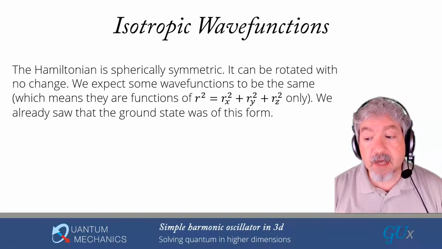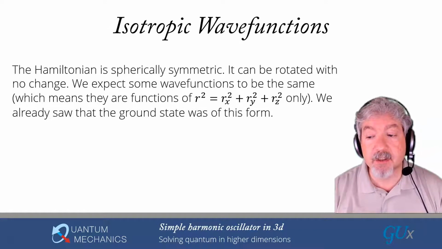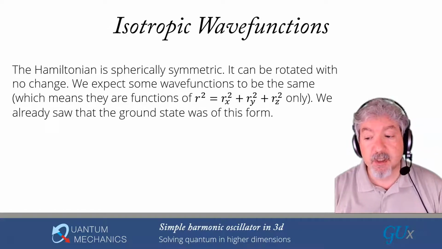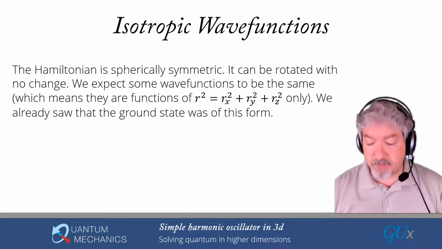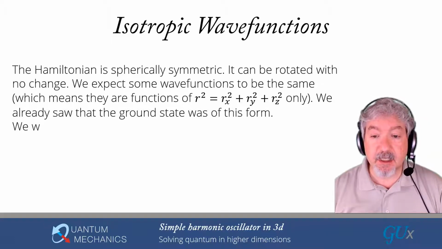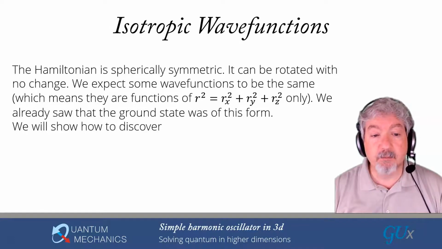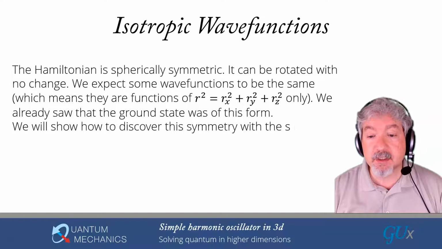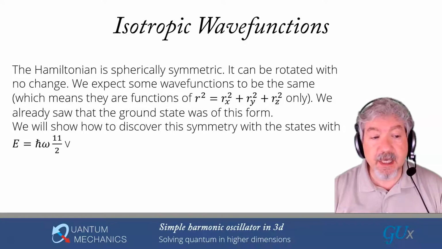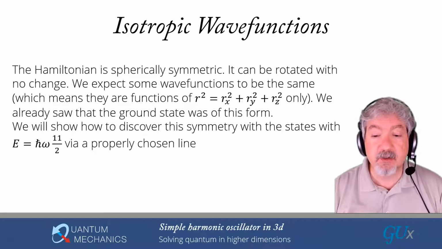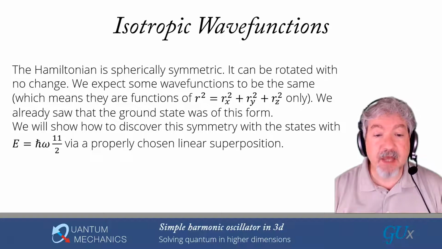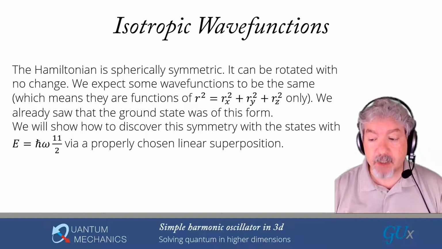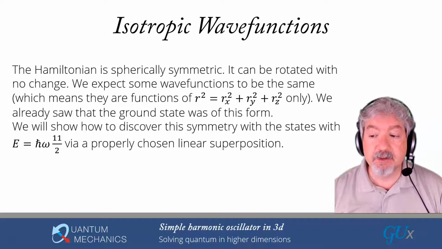But in general, not every function is this way, and we have to actually work hard to get a function by looking at linear combinations of degenerate energy eigenstates to get it into that form. I'm going to show you how we do this in one particular case. It's the case where the energy is equal to 11 halves h bar omega. And we're going to do that by choosing the right linear superposition.